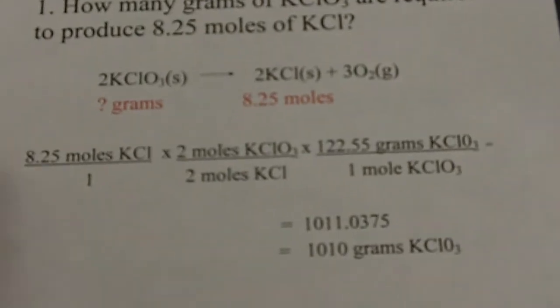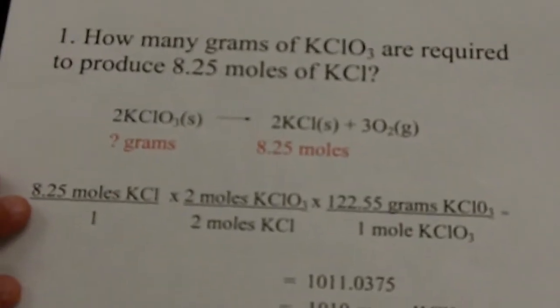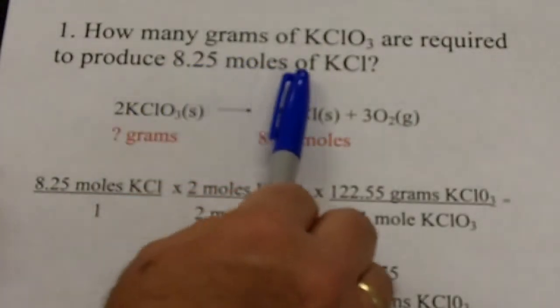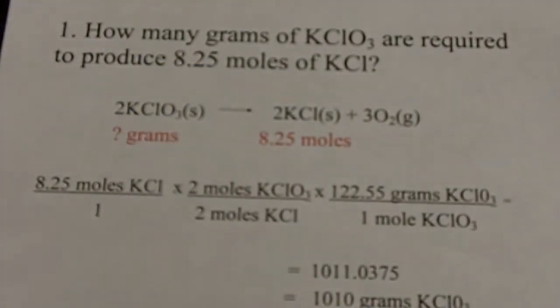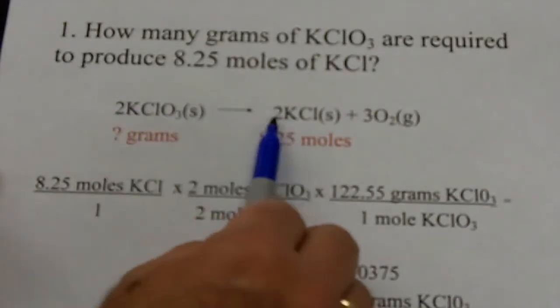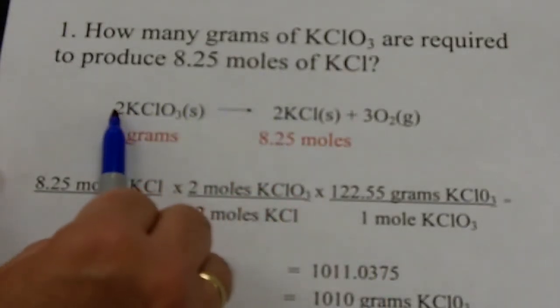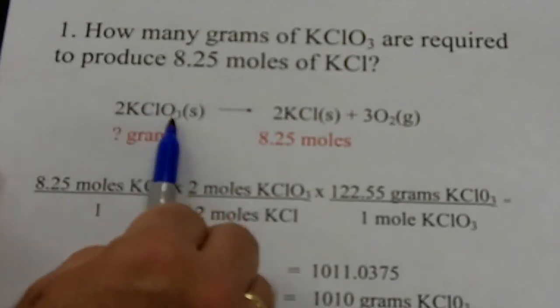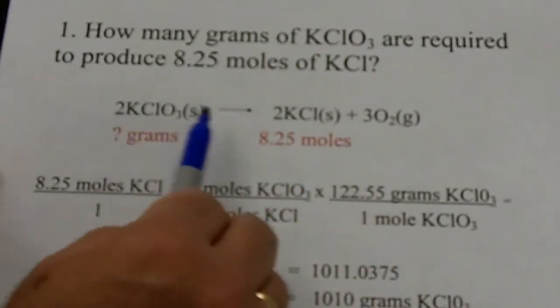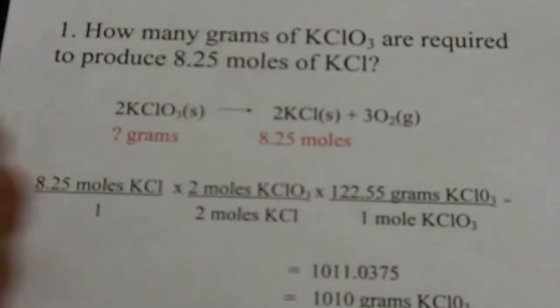Let's take a look at this problem. Here's what it says: how many grams of potassium chlorate, so this is the reaction that we just looked at, are required to produce 8.25 moles of potassium chloride? So the first thing we need to do is make sure that the equation is balanced. We have 2 potassiums here, 2 potassiums there, 2 chlorines here, 2 chlorines there, and 2 times subscript 3 is 6 oxygens there, 3 times 2 we have 6 oxygens there. It's a 2 to 2 to 3 mole to mole to mole relationship.